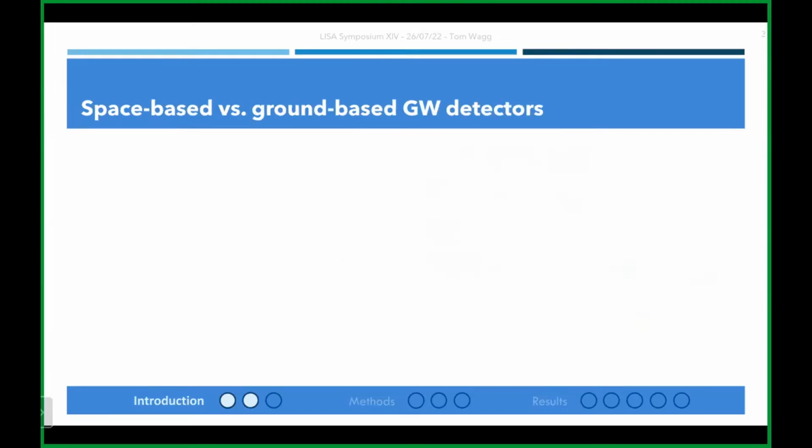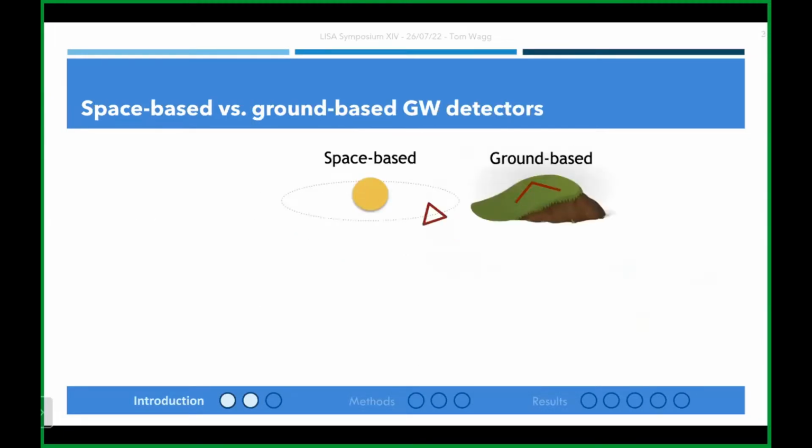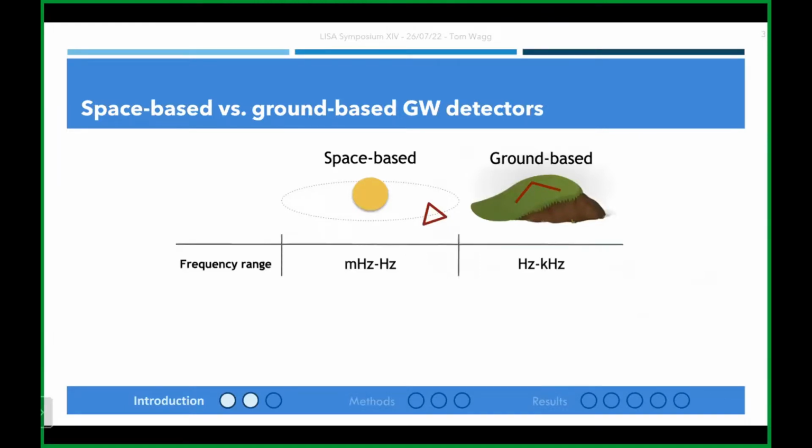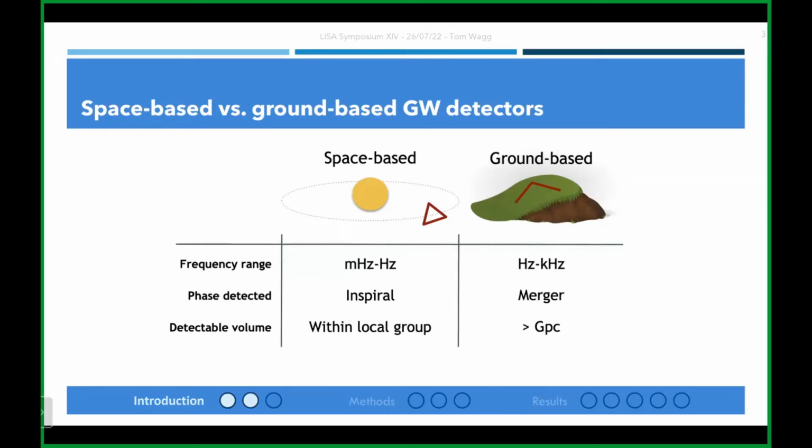And I just want to briefly go over some differences between space-based and ground-based detectors for people who might not be familiar. We're looking at a different frequency range, at lower frequencies. And what this means is that we're going to detect the in-spiral phase rather than the merger. So these things are still going to be orbiting around each other when we detect them. And this means that we have a different detectable volume. So instead of seeing things out to gigaparsecs in distance, we're only really going to be looking within the local group and mainly within the Milky Way.